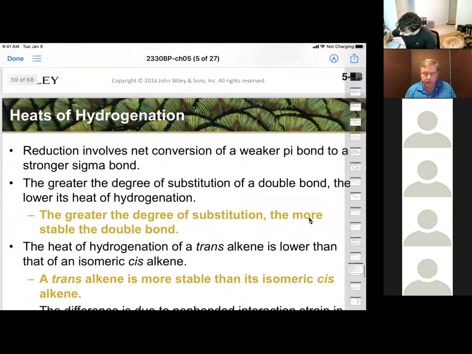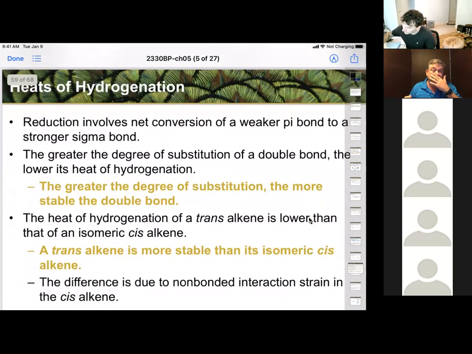Okay, so in the case of our hydrogenation, the reduction involves a net conversion of the weaker pi bond to a stronger sigma bond, okay? The greater degree of substitution on that bond, the lower the heat of hydrogenation. The greater the degree of substitution, the more stable the double bond, okay? So if you have 4 carbons bonded to your alkene, it is more stable than something with just 1 or no carbons bonded on it. We also saw that the trans alkene was more stable than the cis alkene because of the amount of heat given off. Okay.